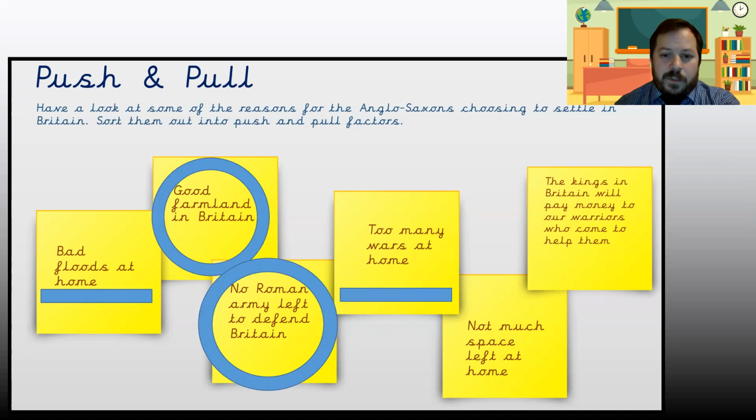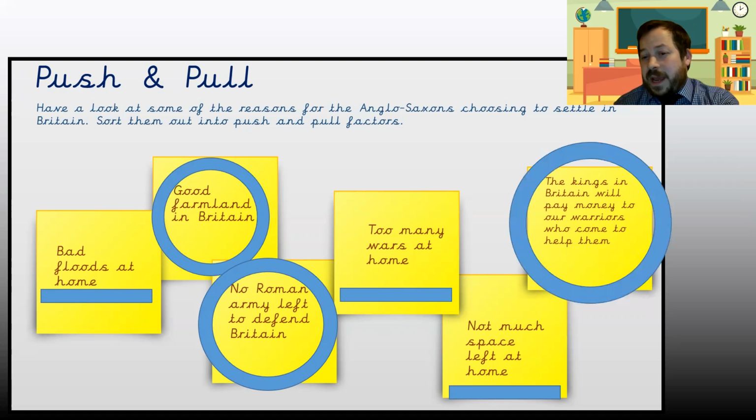Too many wars at home is a push factor. It's one of those things that, yes, that makes you stronger, but if you're always doing it, it takes a toll on your tribe. And you have to think about the good of your tribe. Not much space left at home, again, for the same reasons we thought of before. Why not leave to find more space where there is space? And finally, the kings of Britain paying money to your warriors to come and help them is definitely a pull factor, and one of the biggest pull factors there was, because for doing pretty much nothing, just being who you are, you get paid for it, which sounds a great thing.